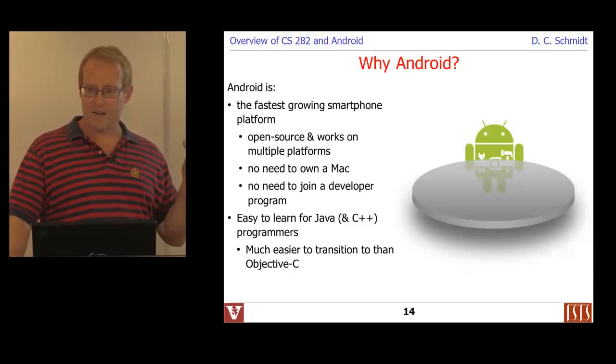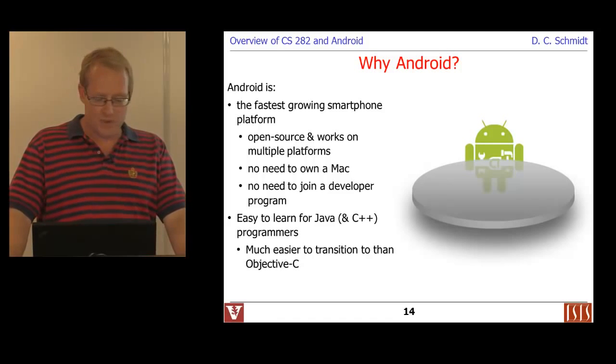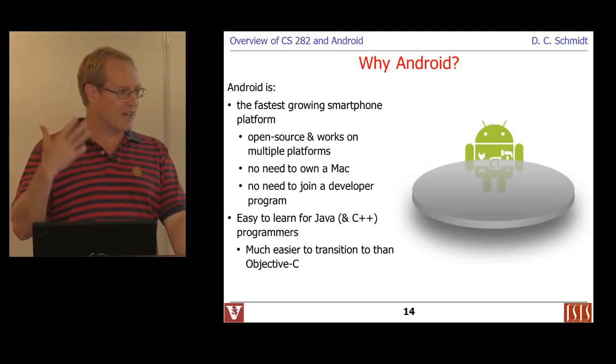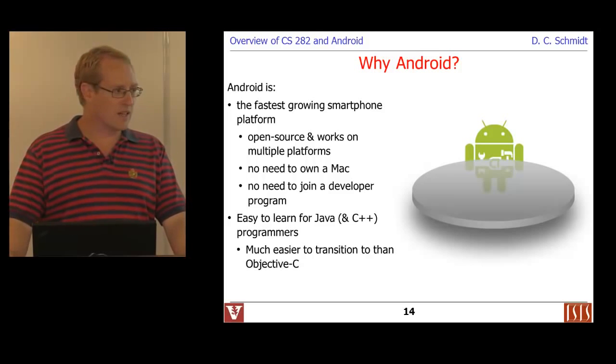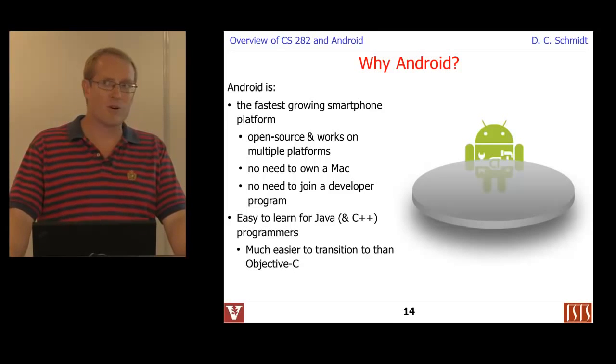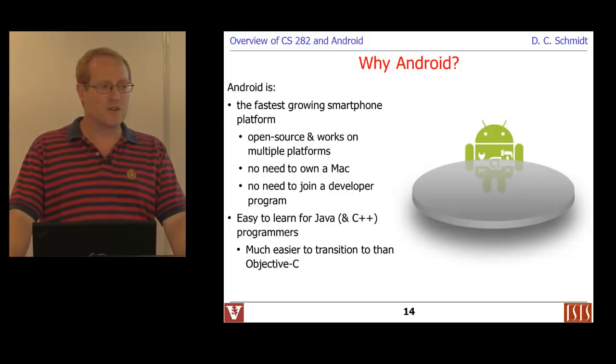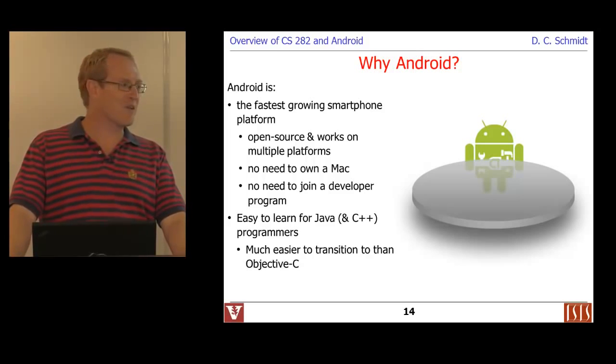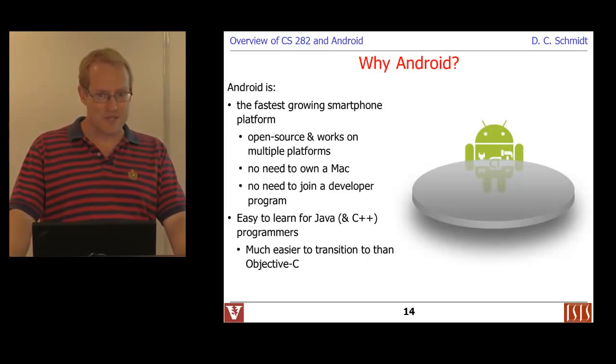So Android is obviously growing quickly. It's open source. You don't have to own any particular computer. You don't have to join a developer program. As long as you have access to a laptop of some kind, you can build your apps, and you can get them out to the world in various ways. For my money, it's also easier to learn than a lot of the other platforms. I'm a C++ programmer, have been for about 25 years now, going way back into the early days of C++. I love C++. We still teach C++ in CS251. But I have to admit, after spending time with Java, it is way easier to program than C++.